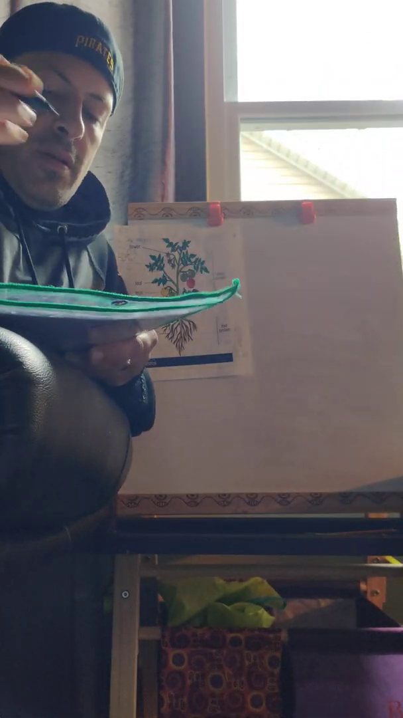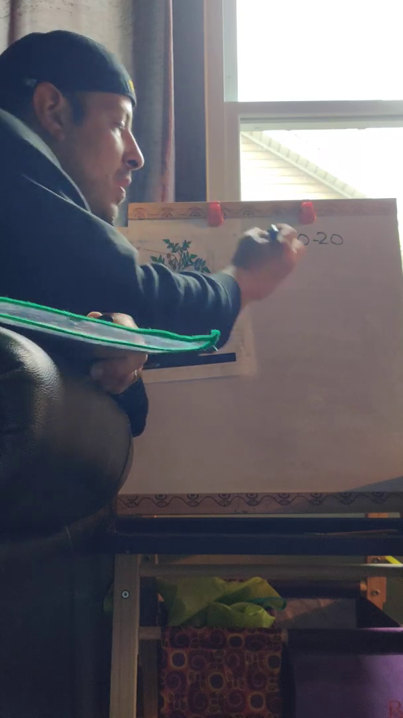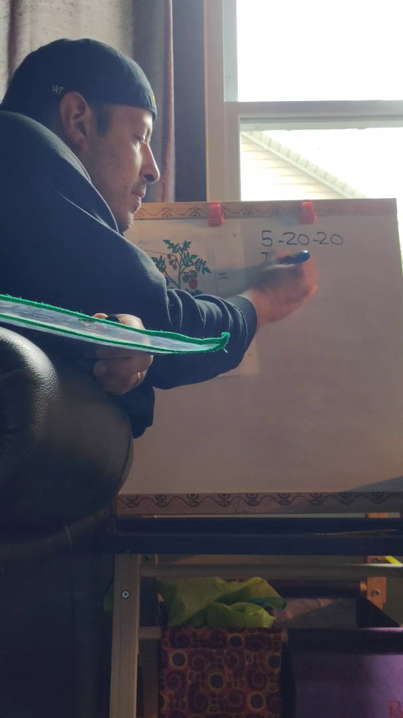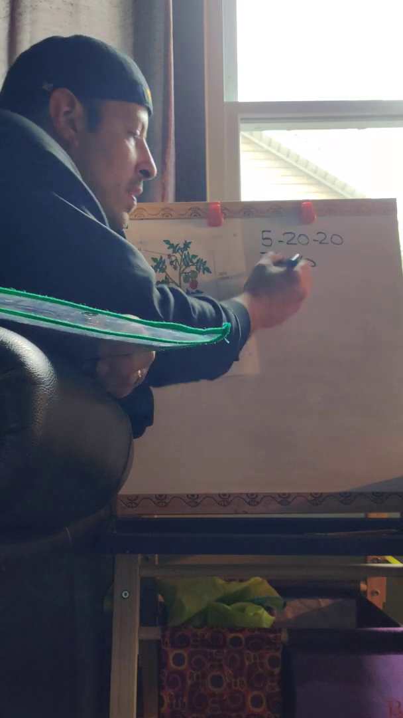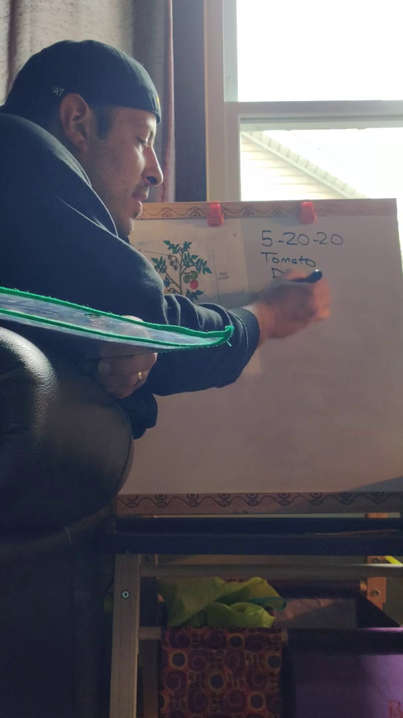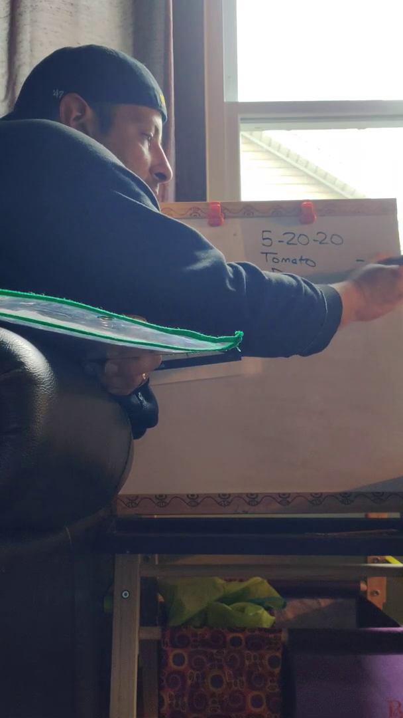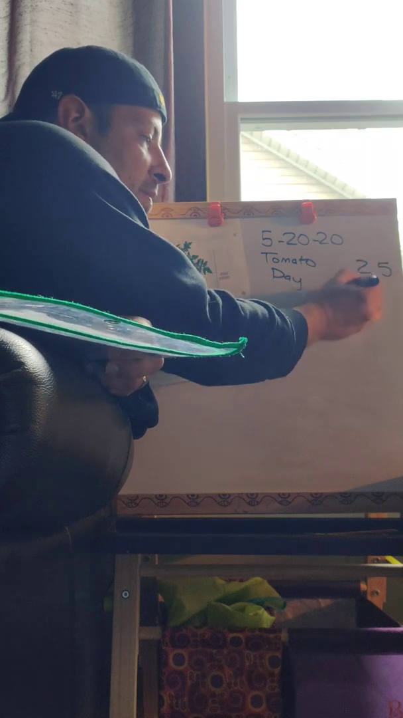Got our journal sheet. Today's date is 5/20/20. Talking about tomato. Today is day, well, the last time we met was day 25. That was 6 days ago.